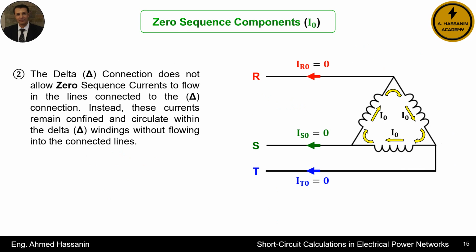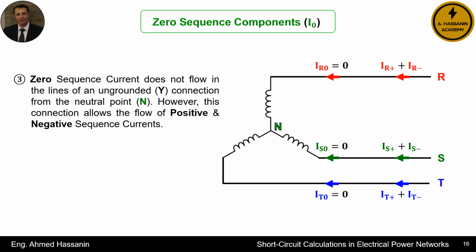The second point is that the delta connection does not allow the flow of zero sequence currents in the lines connected to it. However, the zero sequence currents remain confined and circulate within the delta windings and do not flow into the connected lines. The third point is that in the case of an ungrounded neutral point, the zero sequence current does not flow in the lines connected to the star connection. However, the star connection allows the flow of positive sequence current and negative sequence current in the connected lines.